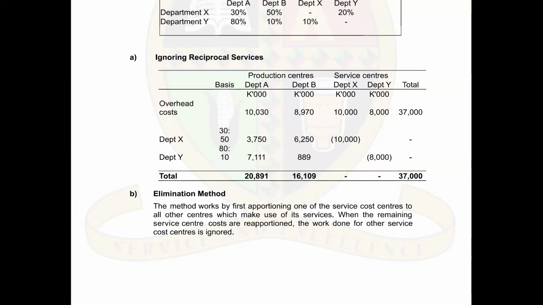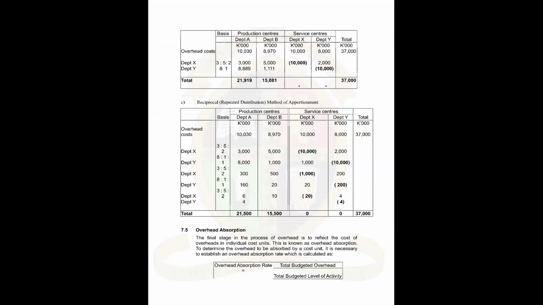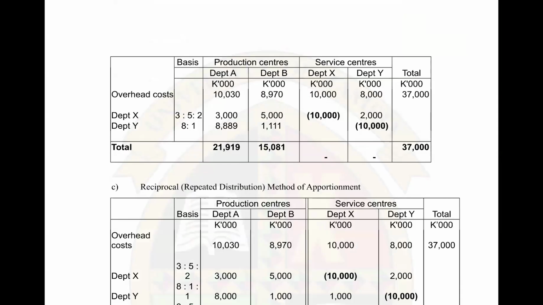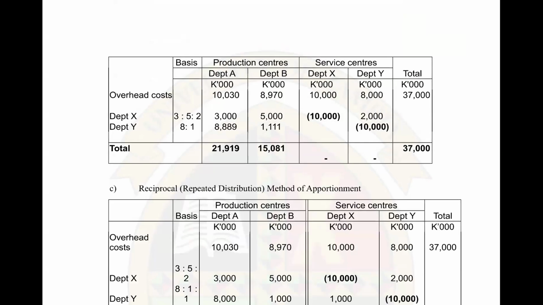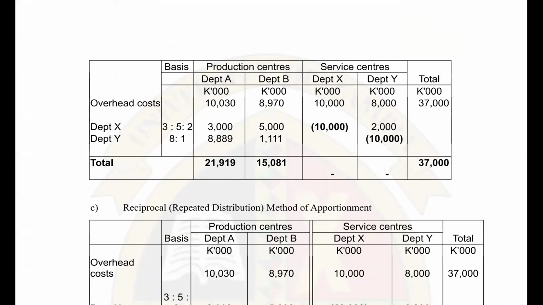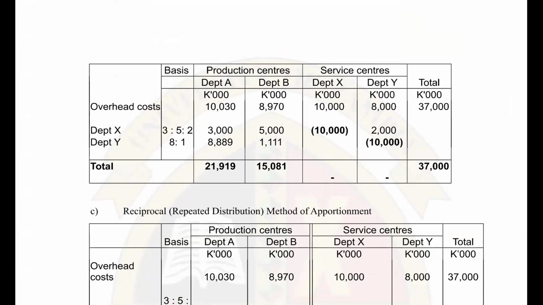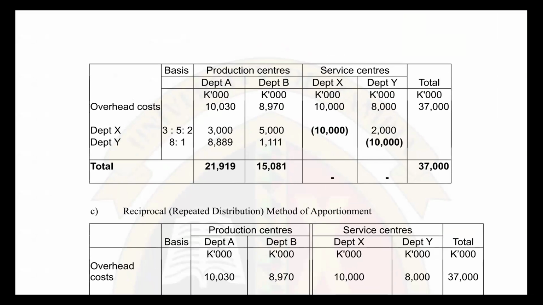Thank you so much for the question. And now we use the elimination method. How is it used in the process of reapportionment? Now, this one is quite interesting. About the elimination method, as the name itself is suggestive, when you allocate or apportion for a department, then you forget about that department. No more apportionment of anything to that department.